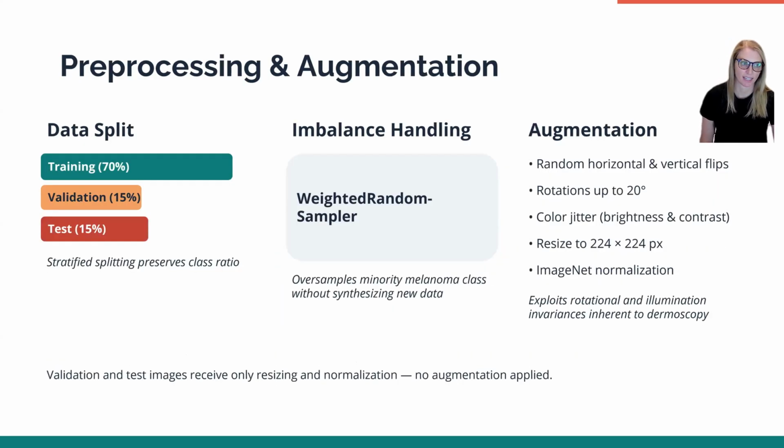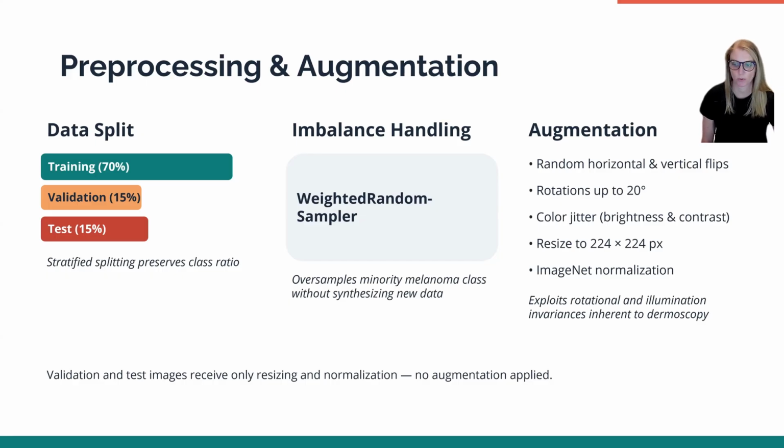So for pre-processing, we split our data into 70% training, 15% validation, and 15% test, just to preserve our class ratios. To handle the class imbalance, we used a weighted random sampler, which oversamples our minority melanoma class without synthesizing new data. We also applied rotations up to 20 degrees, random horizontal and vertical flips, some color jitter, and resized to 224 by 224 pixels, followed by ImageNet normalization.